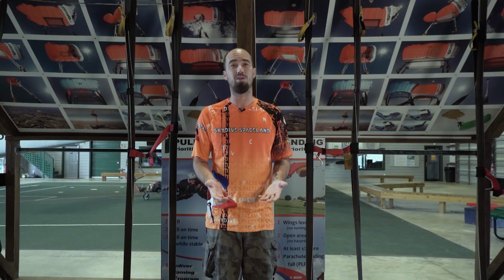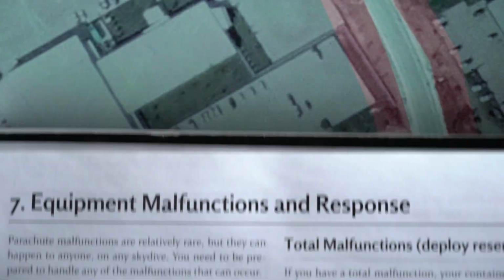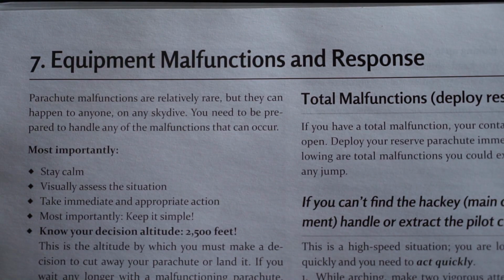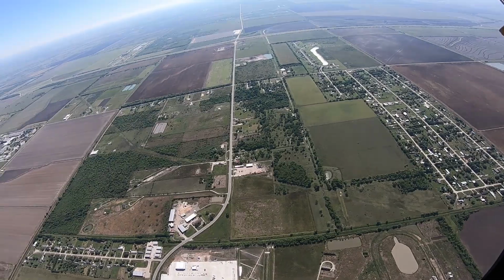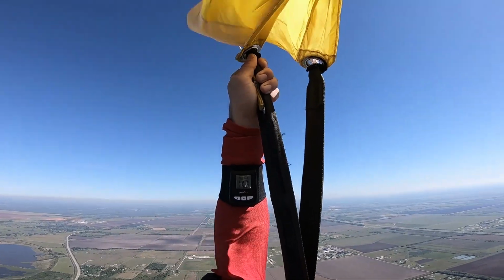Welcome back, everybody. We're going to get into our next section, and that's parachute emergency procedures. If you're following along in your STP manual, this starts on page 40. Before we get too far into the malfunctions, let's talk about some important key altitudes. That's your decision altitude and your hard decks.